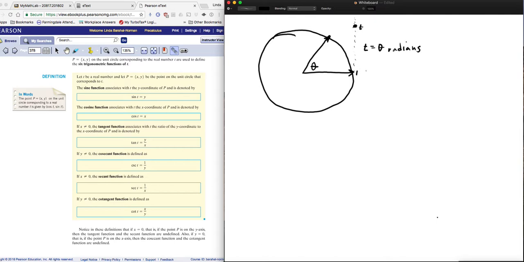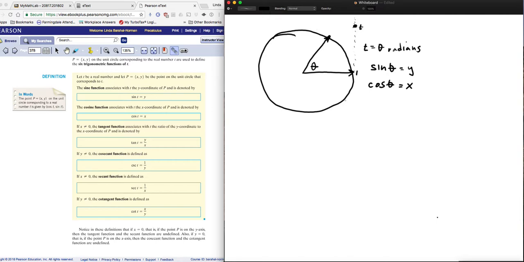So when I say sine of t, when I'm looking at t as being up here, once I slap that down onto the circle there, we're looking at theta, so sine of theta. On the unit circle, you would say sine of theta is y, cosine of theta is x, like that.